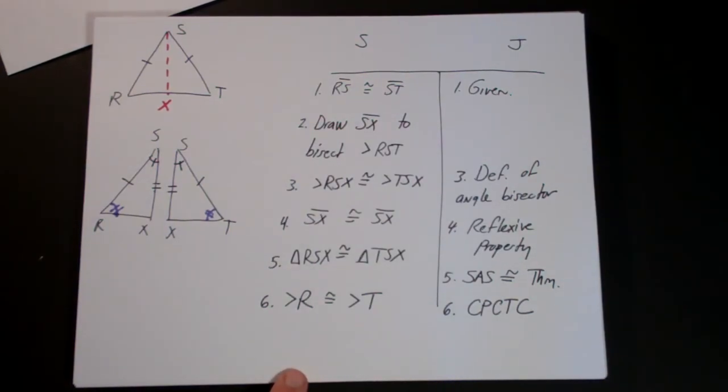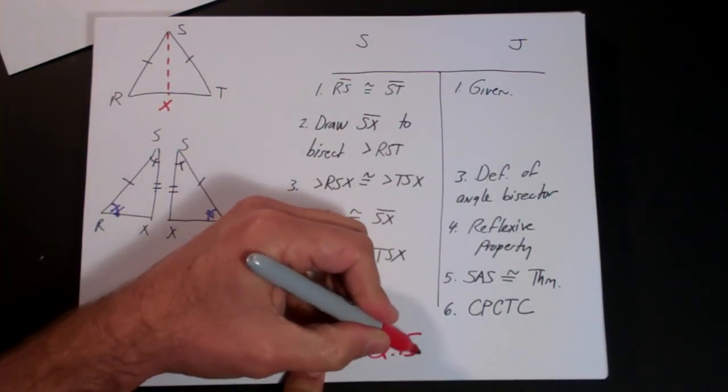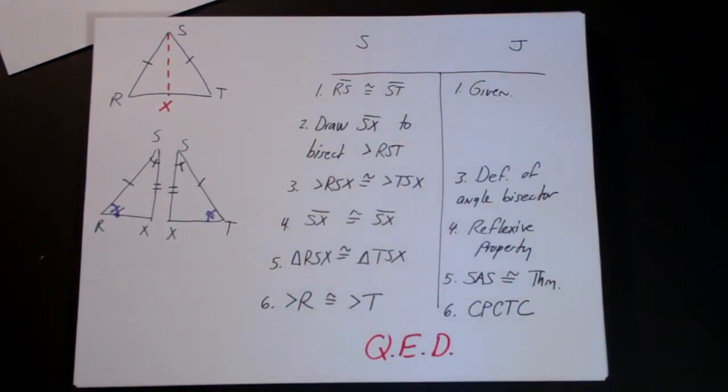And then we're done. I'm not sure if they still do that, but back in the day, whenever you were doing a proof, you would say QED, which means that which was intended to be demonstrated has been done so. And we're done.